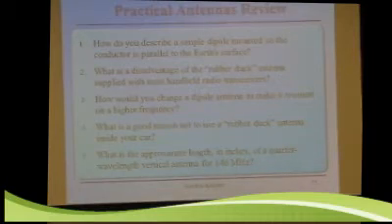Why is a good reason not to use a rubber duck antenna inside your car? Signals can be significantly weaker than when it's outside the vehicle. That's the official answer. Okay, what is the approximate wavelength in inches of a quarter wave vertical antenna for 146 megahertz?